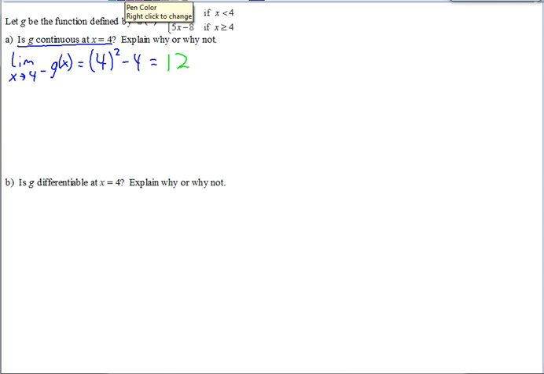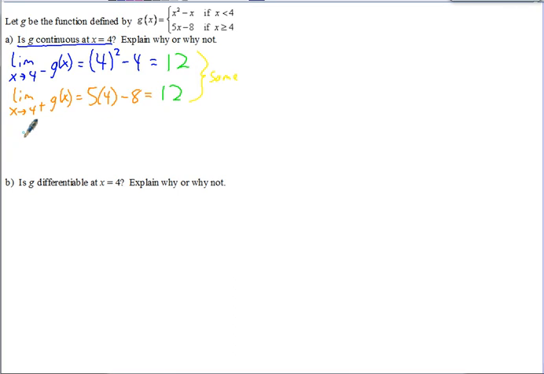And let's compare that to the limit as x approaches 4 from the right of g of x. So from the right, we use the bottom piece. So it'd be 5 times 4 minus 8. That's 20 minus 8, which is also 12. So since those are the same, that means the general limit exists and it's 12, and it's also continuous.